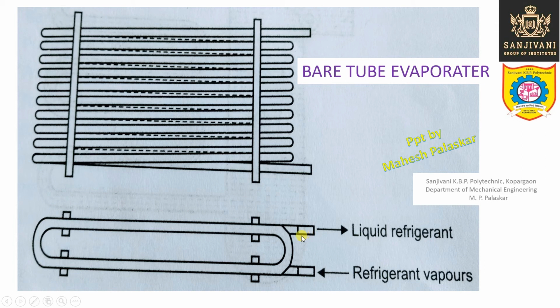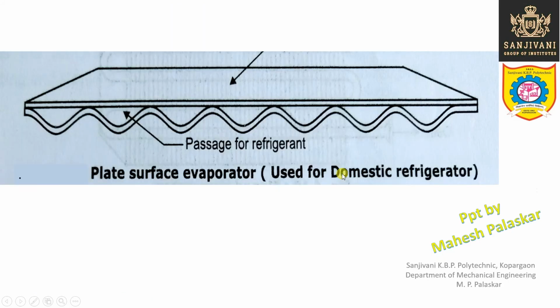is leaving. Actually, it is an evaporator. That means in the evaporator, the liquid refrigerant should enter and the vapor should leave. Okay, so there is some mistake. This is looking like a condenser. Anyway, this is the bare tube evaporator. In the bare tube evaporator, actually, the liquid refrigerant enters and the refrigerant vapor is coming out. So this small correction can be made here, and let us go ahead.